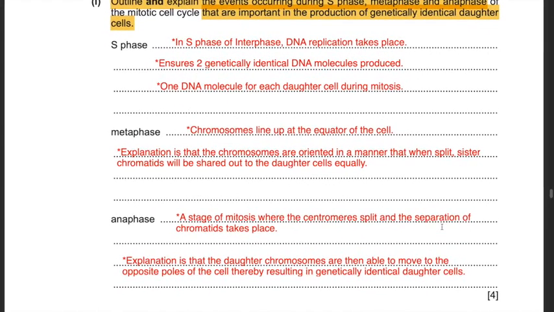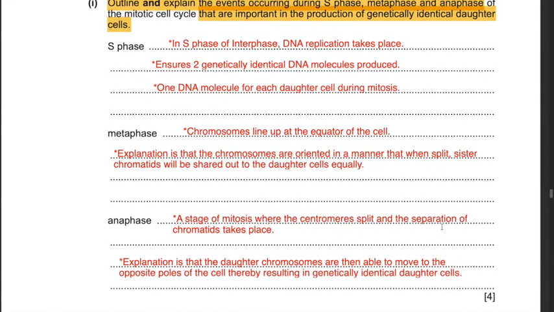And then lastly, anaphase. Anaphase is a stage of mitosis where the centromeres split and the separation of chromatids takes place. The explanation for why it would produce genetically identical daughter cells is that the daughter chromosomes are then able to move to the opposite poles of the cell, thereby resulting in genetically identical daughter cells. Because when they split, each cell would receive equal numbers of the daughter chromosomes, and that results in genetically identical daughter cells.